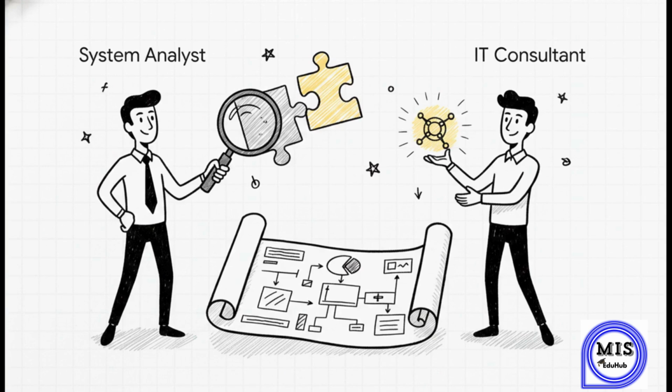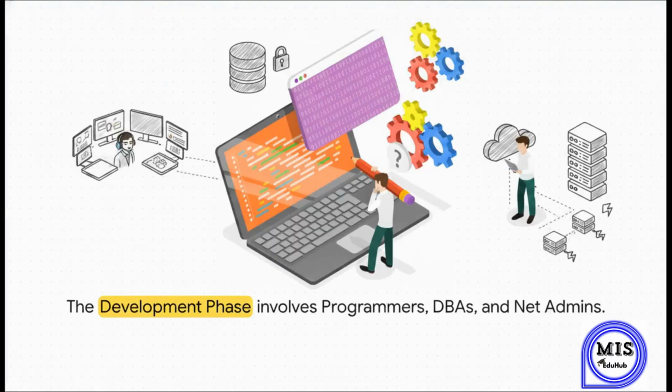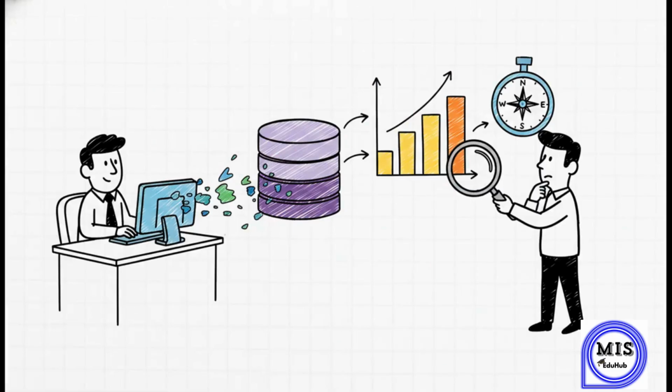Working right alongside them are IT consultants. These are the external experts who drop in to offer specialized advice on the absolute best technologies to use for the job. Next is the development phase. This is where the actual building happens. Programmers and software developers sit down and write the code. Database administrators, or DBAs, build the digital vaults to keep all that sensitive data safe and secure. Meanwhile, network administrators are setting up the infrastructure so all these servers and computers can actually talk to each other without crashing.